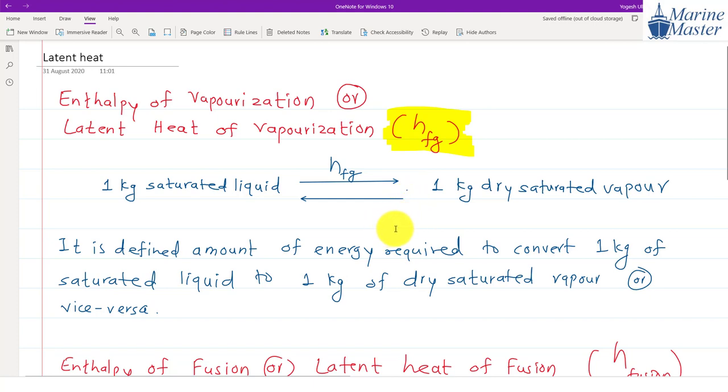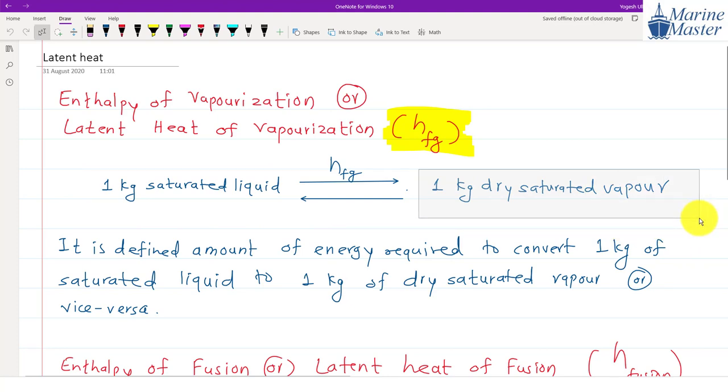So how will we define enthalpy of vaporization? Just have a look at this definition, guys. It is defined as the amount of energy required to convert 1 kg of saturated liquid to 1 kg of dry saturated vapor, or vice versa. Vice versa means dry saturated vapor to saturated liquid. So for that conversion, liquid to vapor we have to supply energy, or vapor to liquid we have to remove it. Whatever the amount of energy we require for that conversion, we will say it is the enthalpy of vaporization or latent heat of vaporization, guys.